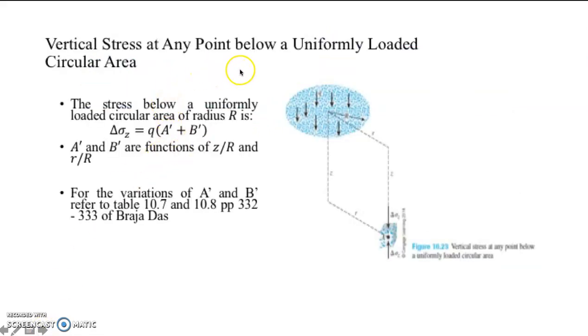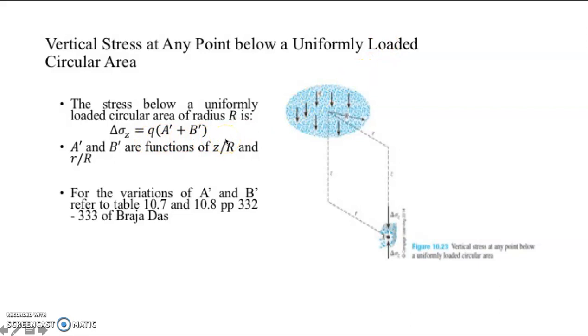And for the vertical stress at any point below a uniformly loaded area, what will be the stress at any point below a uniformly loaded area? The stress that you're going to compute is not directly below the centroid of the uniformly loaded area. So this is what will be the stress here due to this uniformly loaded circular area. To compute that, we have this equation.